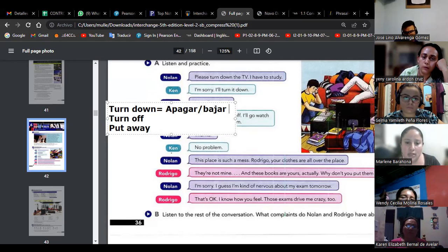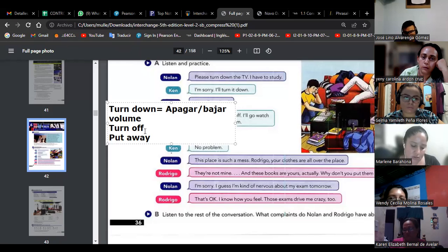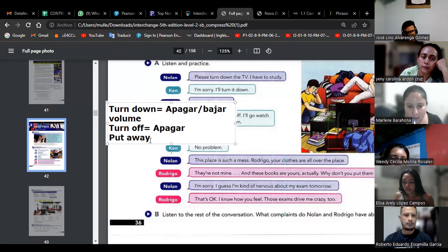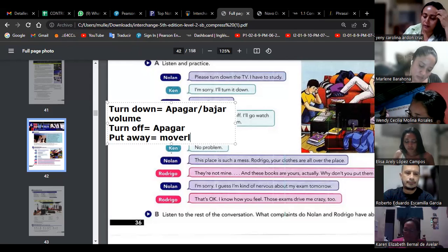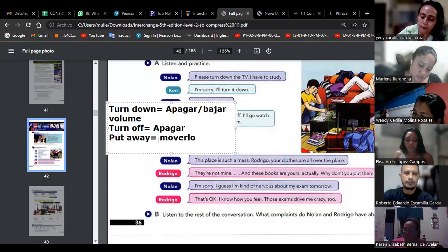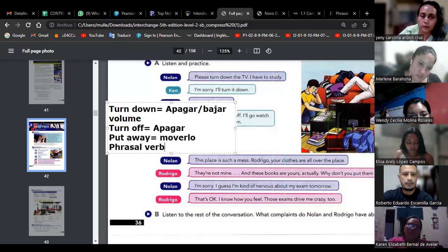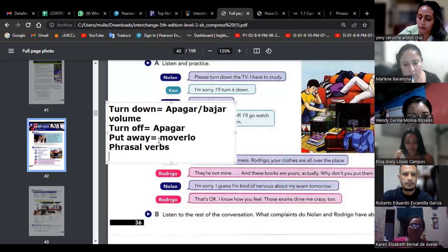Bajar volumen. Okay, let me go with turn it off. What will be turn it off? Apagar. And put away, what is the meaning of put away? Mover. Lo de lugar. Mover. That's correct. So over here, those will be the three different phrasal verbs that we have in the story. So turn down, turn it off, and put it away.